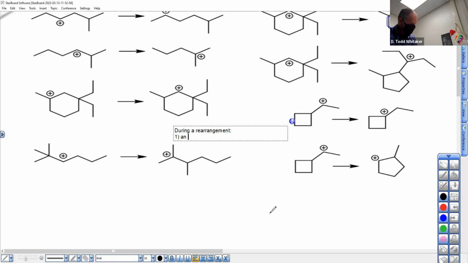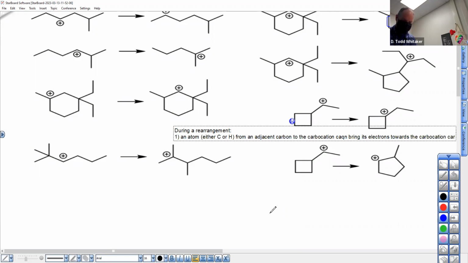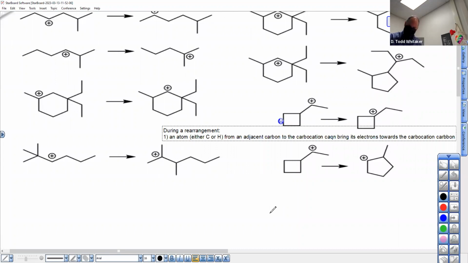an atom, either C or H, from an adjacent carbon to the carbocation can bring its electrons towards the carbocation carbon. So that's how it works, only one being carbon. Well, I guess that's the whole thing.